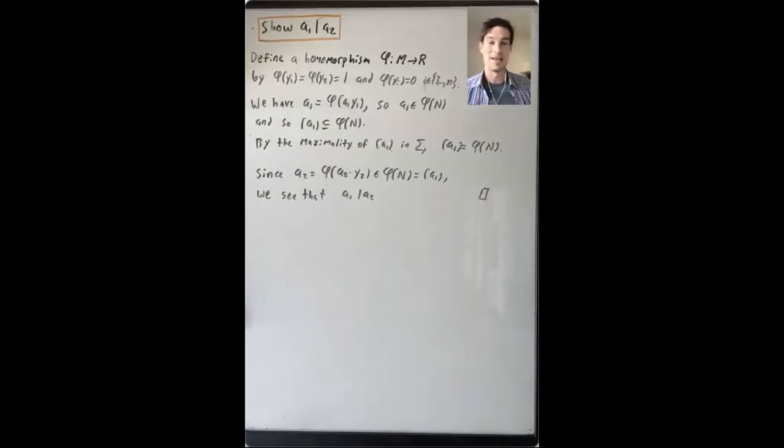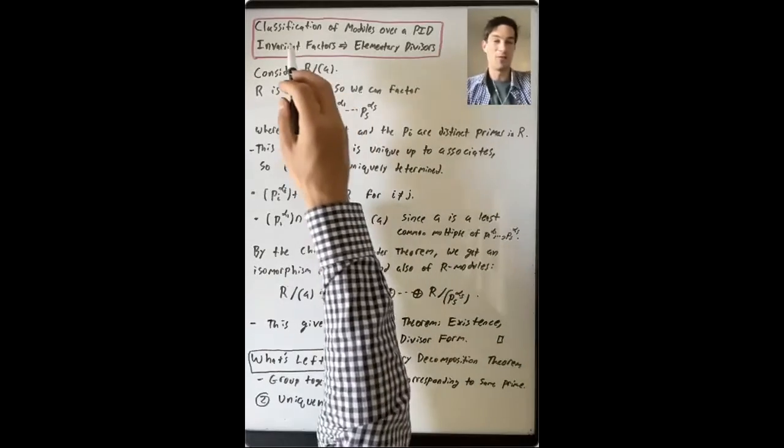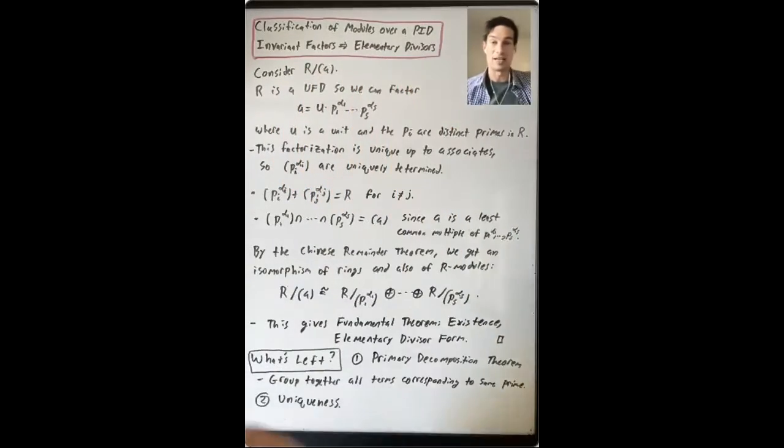So I'm going to pause and erase and just say a little bit about the leftover things about classification of modules over a PID that we have not proven yet. I do want to emphasize that now that we've proven theorem 4, we have also given a full, complete proof of the existence for classification of modules over a PID in invariant factor form. We've now given a complete proof of the fundamental theorem existence part in invariant factor form. And the very last thing I want to talk about is how to go from invariant factors to elementary divisors.